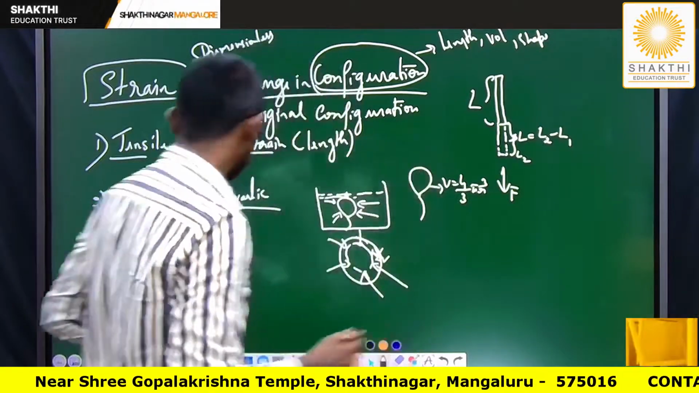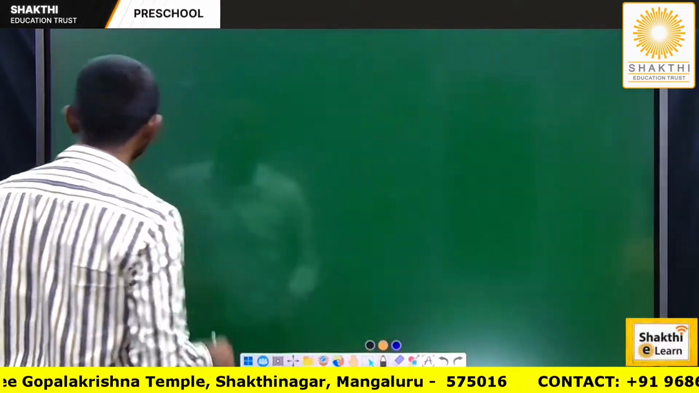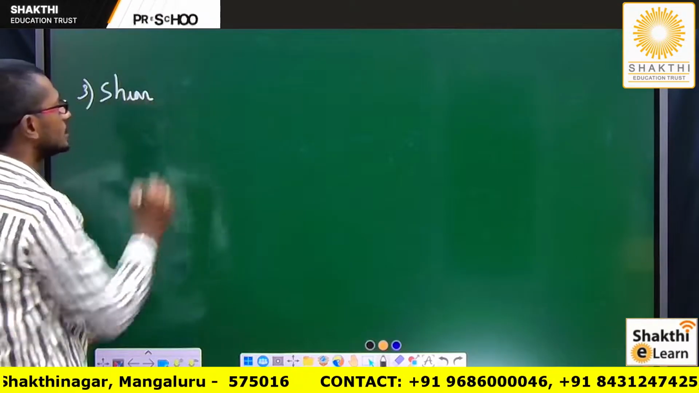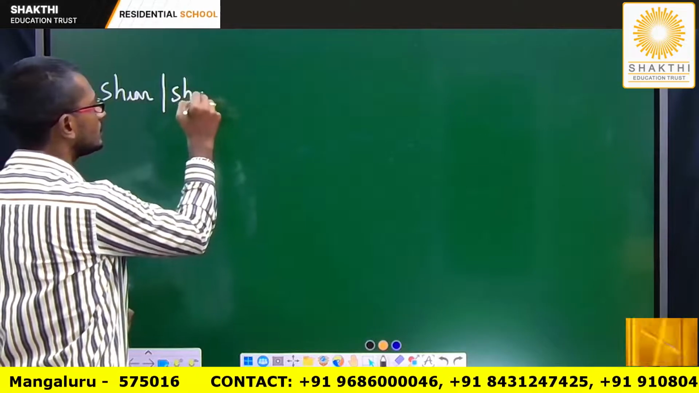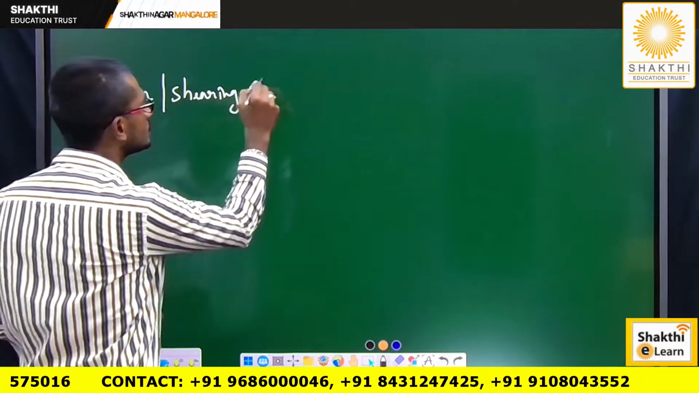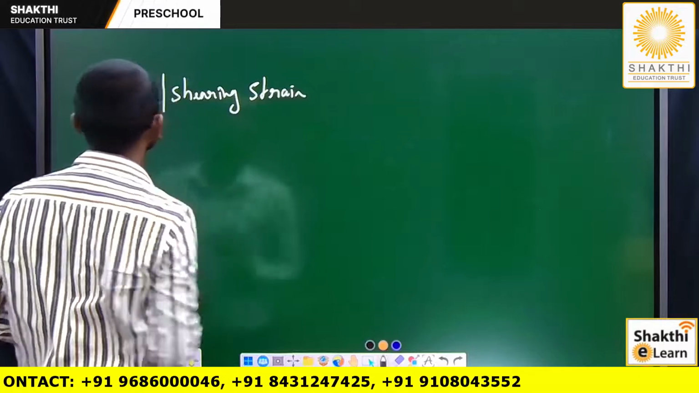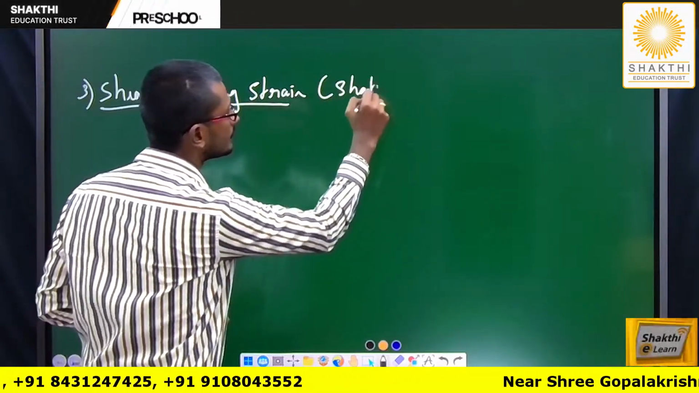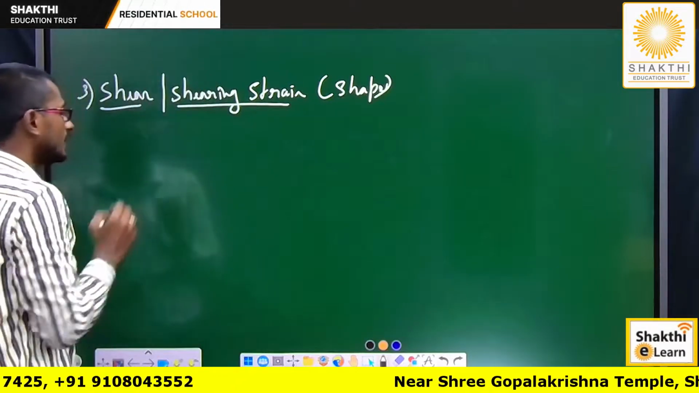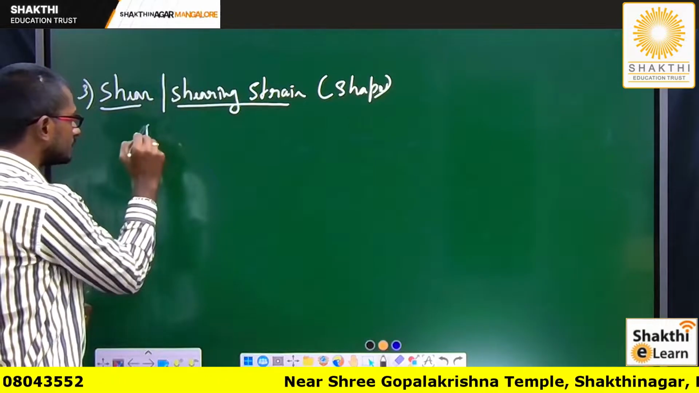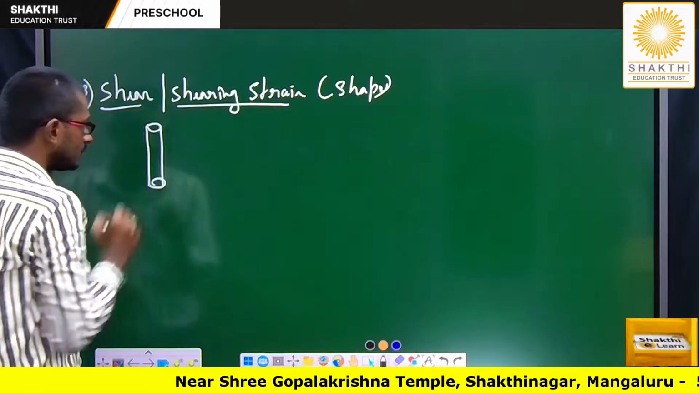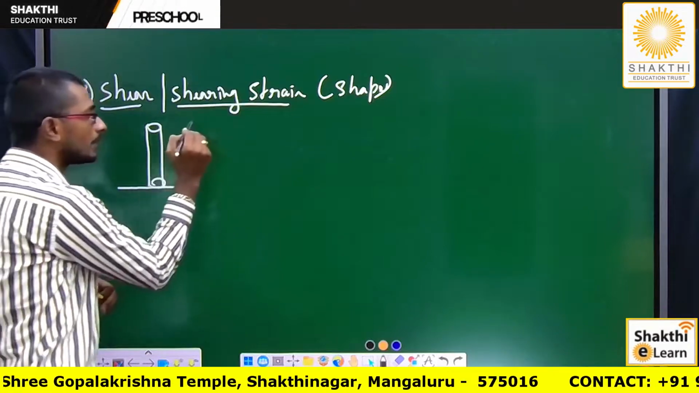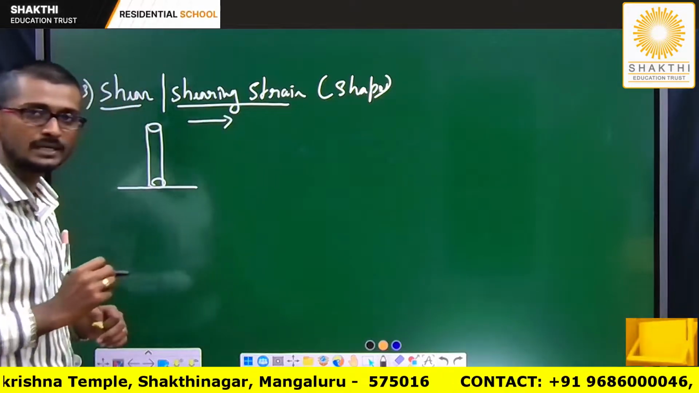Understood? Next, we'll go for the third one, that is shear or shearing strain. Shear strain mainly deals with the shape. Now imagine that you have one container, which is cylindrical in shape, fixed to a rigid support. Now I am going to apply force in this direction.